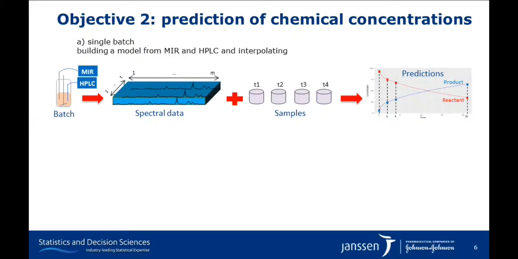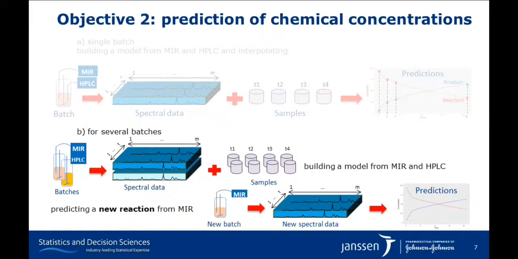For the second objective, which is to predict chemical concentration, imagine that we have a single batch monitored by infrared spectroscopy and also HPLC. We would like, from those 2 types of data, to build a calibration model and then get predictions of the main chemical compounds over the time of the reaction, but also get those concentrations at all the times which were not recorded by HPLC, for example. So making some interpolations. And if you have multiple historical batches, we would like, from those 2 types of data, HPLC and spectroscopy, to build a model. And when a new batch is recorded and processed, we would like to apply the calibration model on only the spectral data to get the predictions of the main chemical compounds in the reaction.